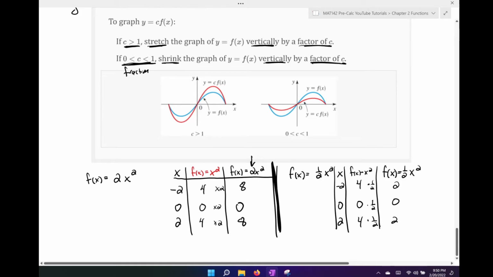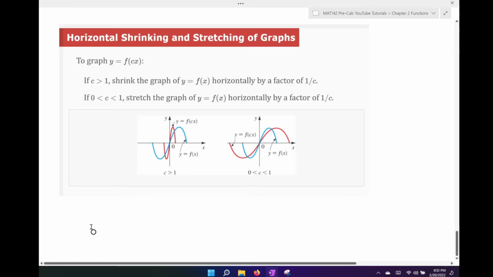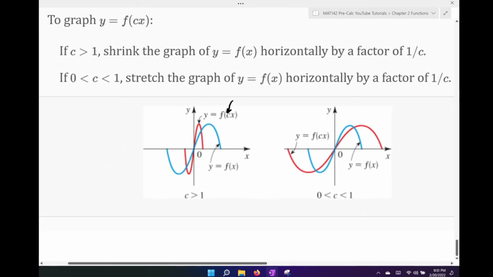The last one we're going to be talking about, here we have horizontal shrinking and stretching of graphs. So once again, we're really going to be concerned about this letter C, but in this case, the C will be inside of the function. I'll zoom in for us. So it's inside of the function. And we know that if C is greater than 1, then we shrink horizontally by a factor of 1/C.